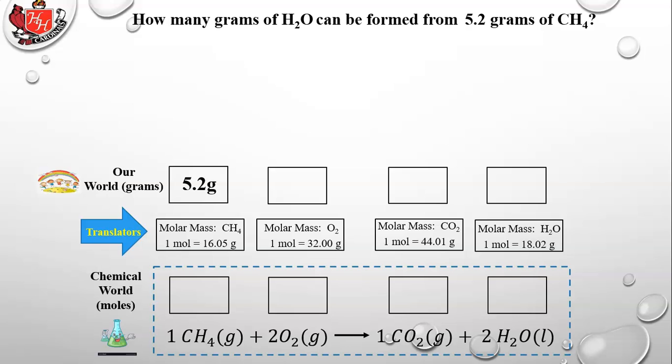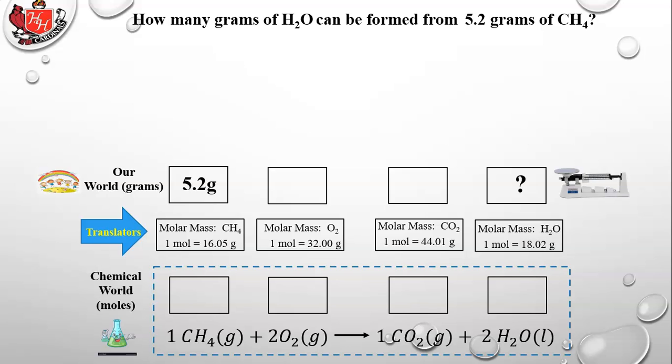What are we trying to find out? Where does the question mark go? Grams of H2O. So you go over to the H2O column, and you go up to the grams row, and there's the question mark. So we need to get from that 5.2 over to the question mark. And again, the question may enter your mind, can you go directly from 5.2 grams to that question mark number of grams? And the answer is no.